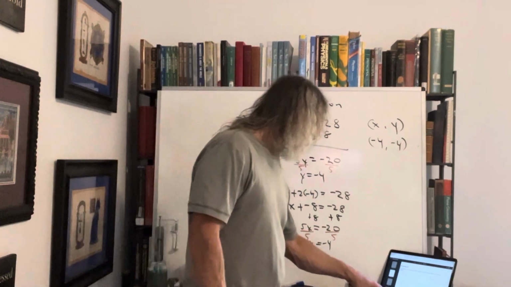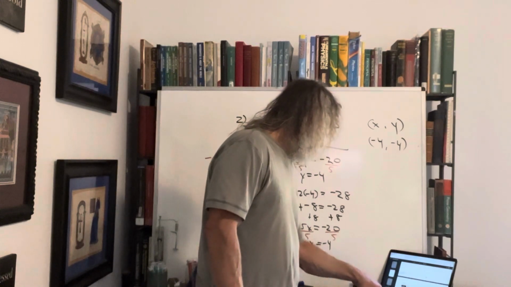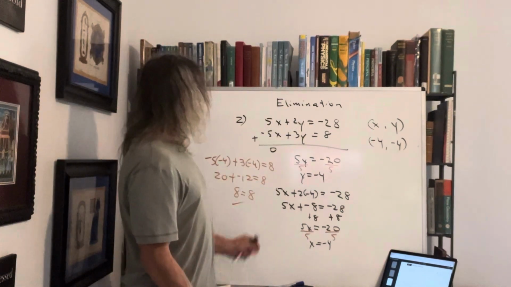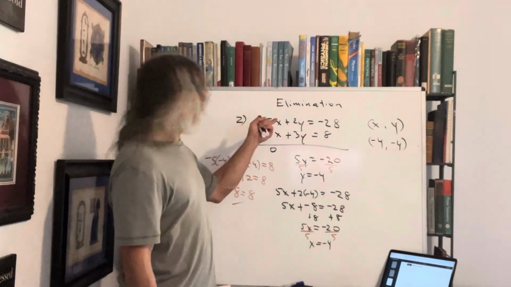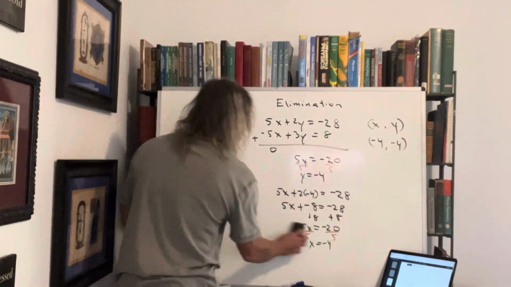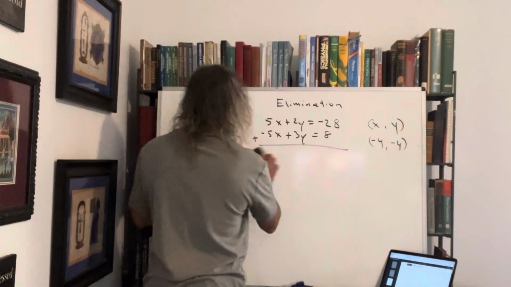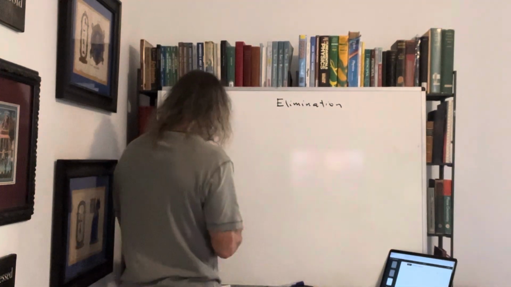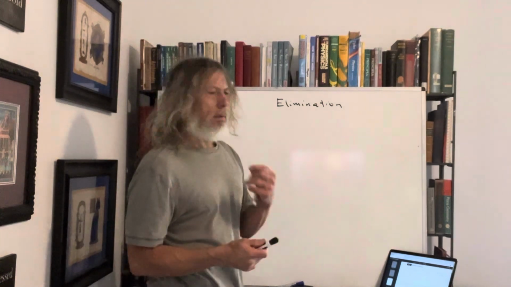Now, sometimes we have to use our least common multiples to get this stuff. Here, it's already done for us. We can just go ahead and add. But sometimes LCM comes up. So let's review a little bit of that.